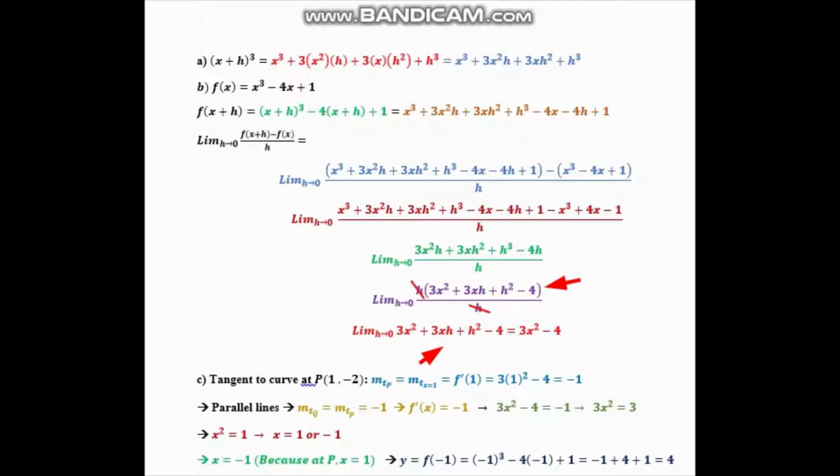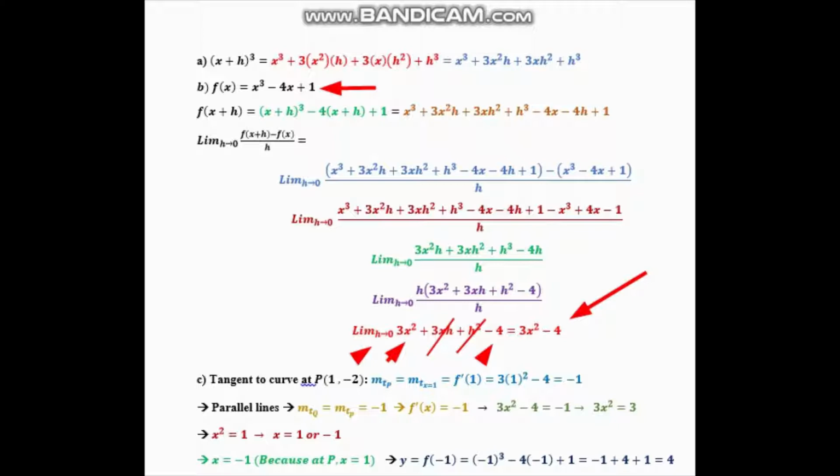So I need to evaluate this expression as h approaches 0. So 3x squared shall remain as is, there is no h. However, 3xh is cancelled out because the h is 0, h squared is cancelled out because the h is 0, and the negative 4 remains as is, and I end up with 3x squared minus 4, which is the derivative of this black function, and this is what I was required to show.